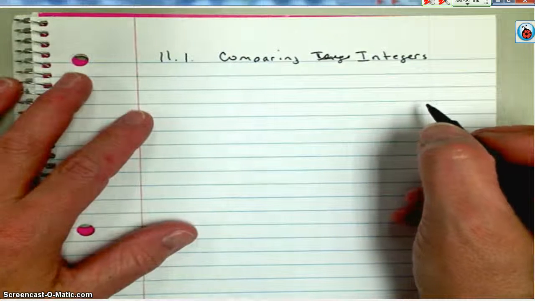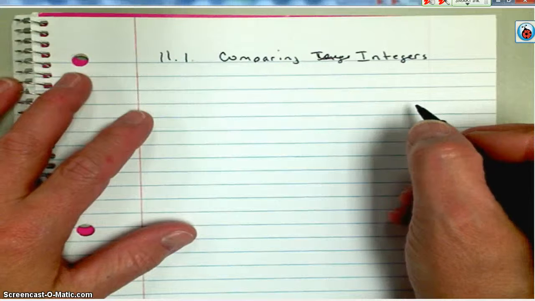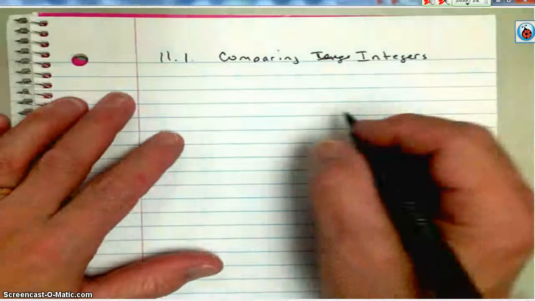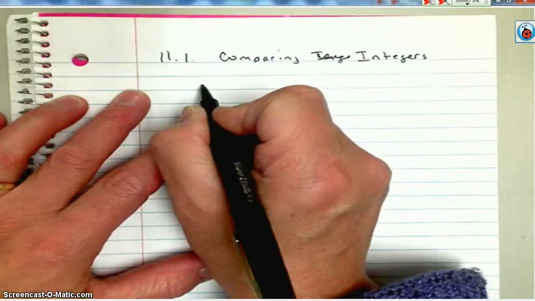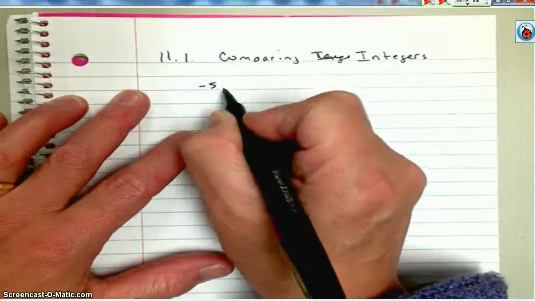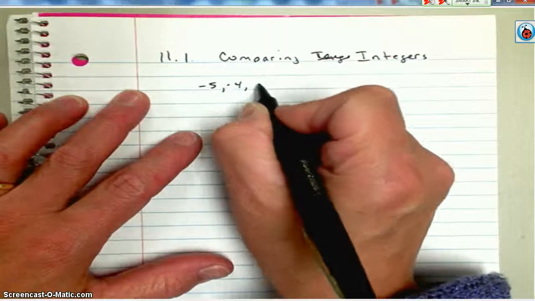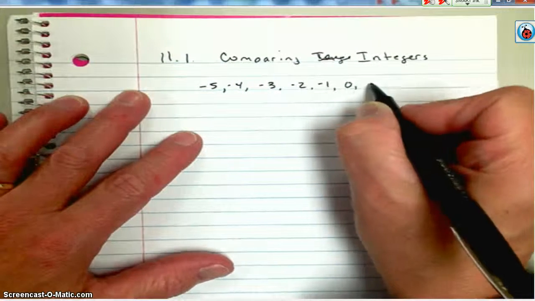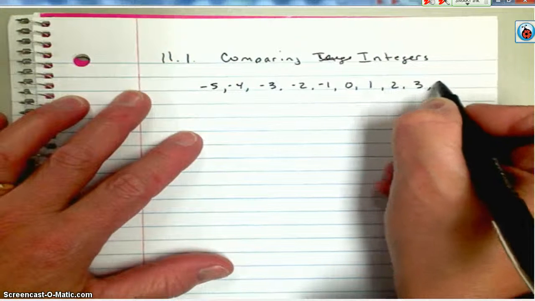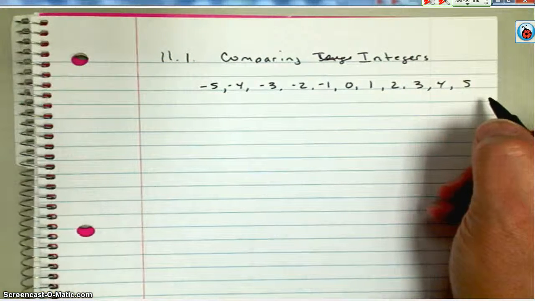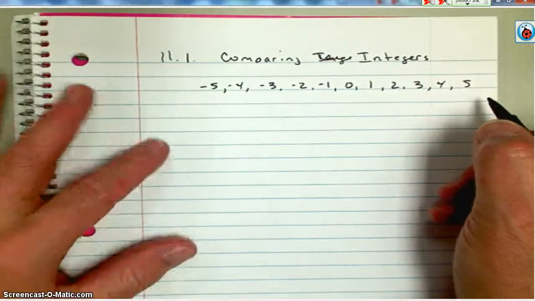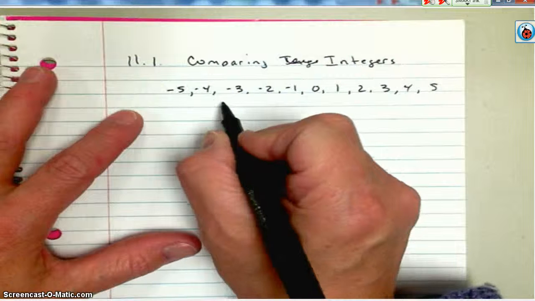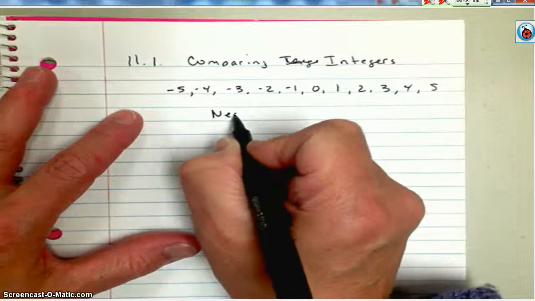We've compared and ordered fractions, and we've compared and ordered decimals, and now we're going to compare and order integers. And integers are simply numbers such as negative numbers and positive numbers. So we could have a negative 5, a negative 4, a negative 3, a negative 2, a negative 1, and it includes 0, 1, 2, 3, 4, 5. So basically counting numbers that are both negative and positive. And of course, the numbers that are negative, we call those negative integers.